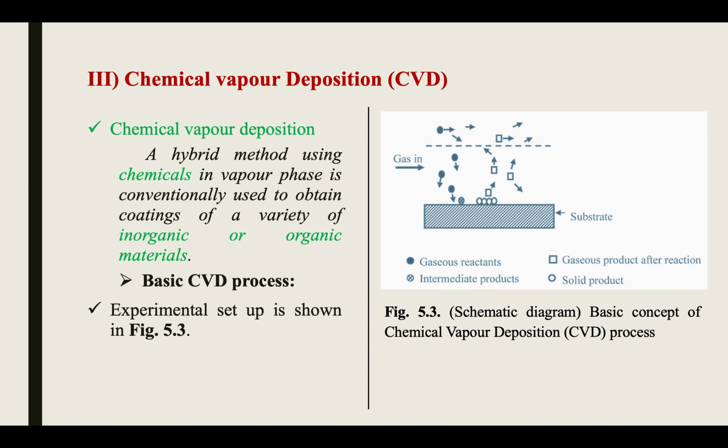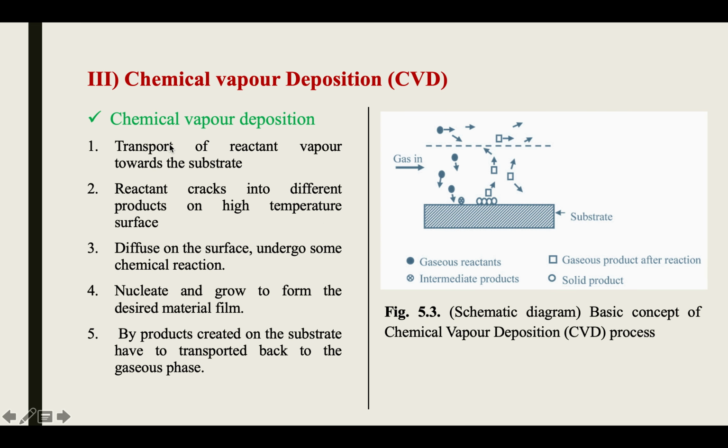Now we will see what the basic chemical vapor deposition processes are. As you can see in figure 5.3, the solid dots represent the gaseous reactant, cross dots represent the intermediate product, and the blind dots represent the solid product, and the square symbol represents the gaseous product after reaction. Now we will see the method step by step, how it is going to fall on this substrate.